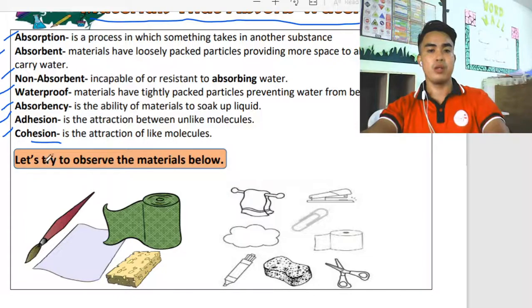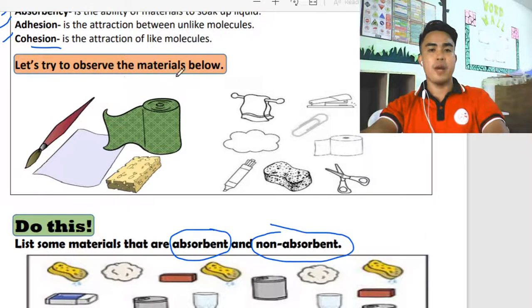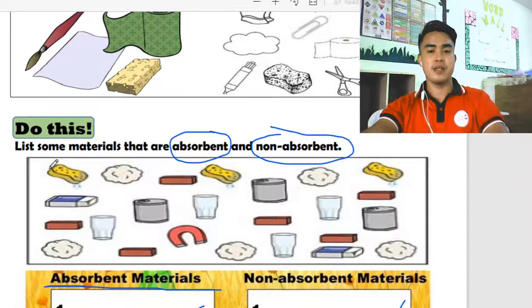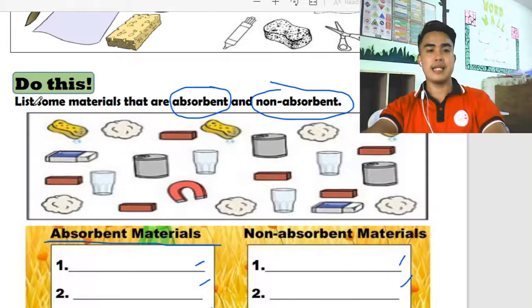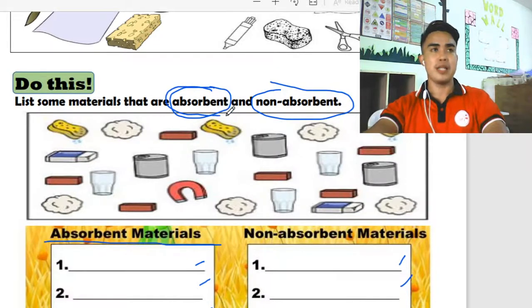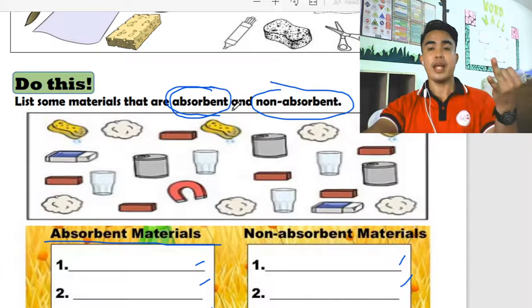Okay, now let's try to observe the materials below. We have here the following materials. We have scissor, sponge, paper clip, and so on and so forth. Let's try to do this. List some materials that are absorbent, meaning they can absorb water. Just like what I said a while ago, like cotton and t-shirt, they can absorb water.